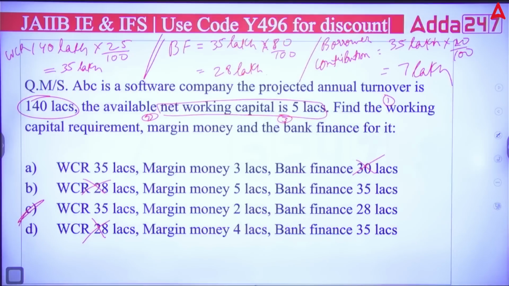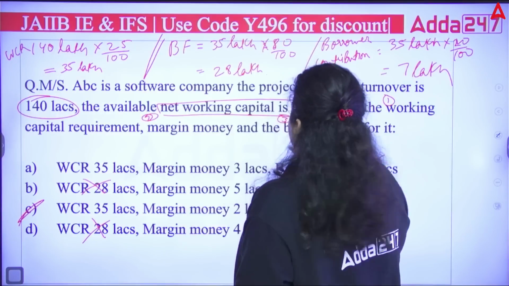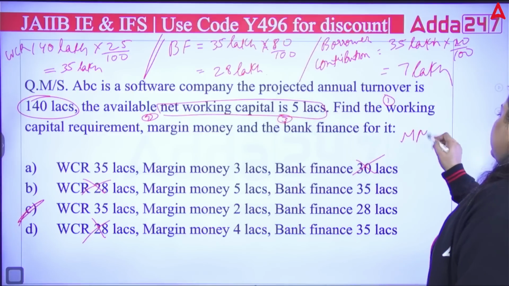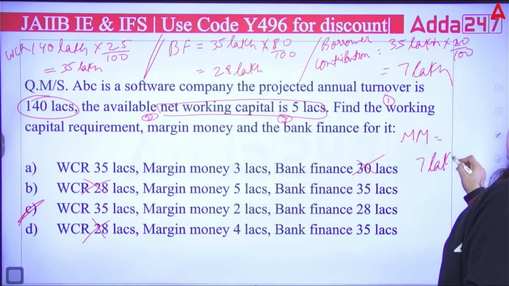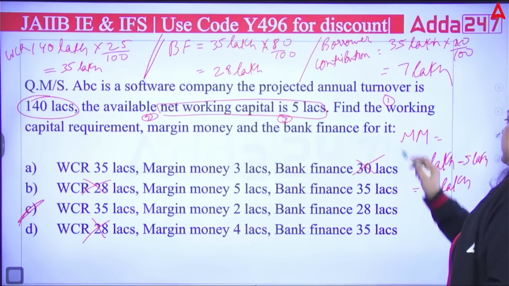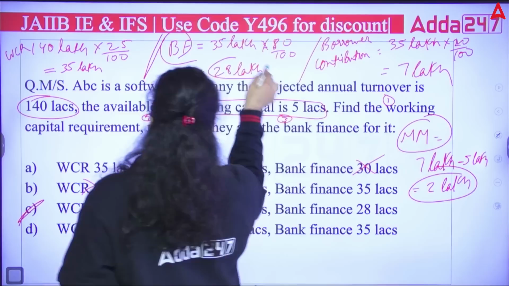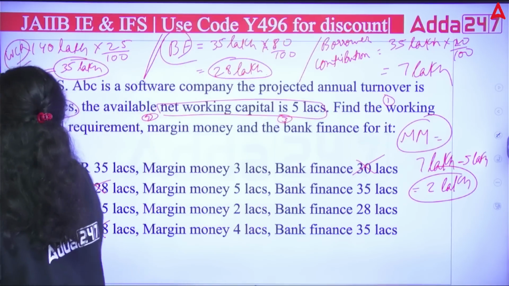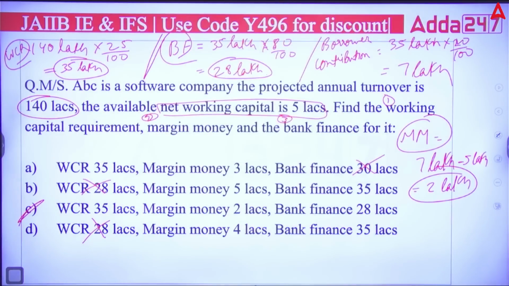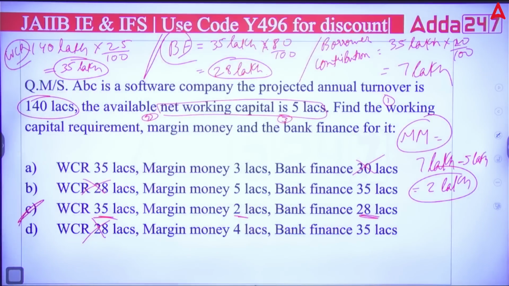The bank finance will be 28 lakh and the working capital is 35 lakh. But the net working capital already available to us is 5 lakh. So what will the margin money be? Simply 7 lakh minus the 5 lakh that is available. So you get 2 lakh as margin money. Your bank finance is 28 lakh, and your working capital requirement is 35 lakh. So 35, 2 and 28 will be your right answer.